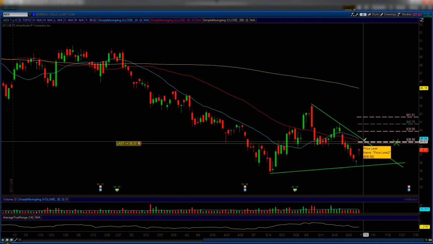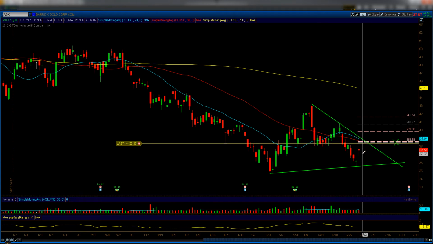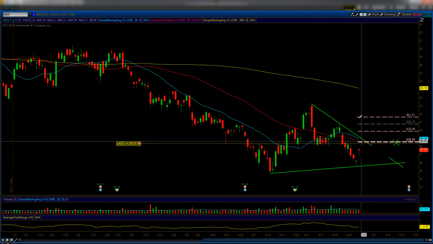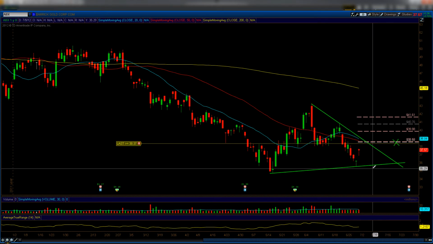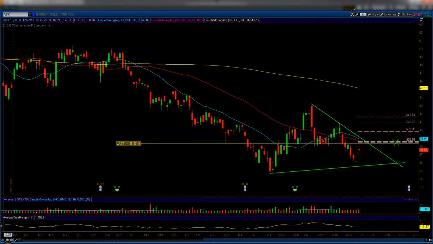Even though it's going to be low volume next week, I'll probably take a short on ABX because I really like the way ABX looks. Also, in addition to that, ABX is one of the weaker stocks. It's below all the moving averages. We are kind of turning over. The trend is still down on ABX, so taking a short on ABX wouldn't be such a bad idea. Again, this is just my opinion.